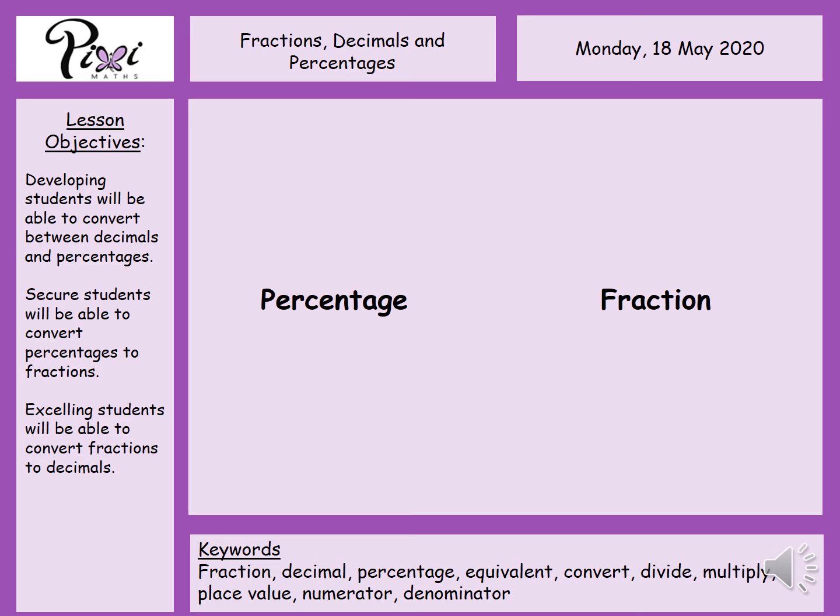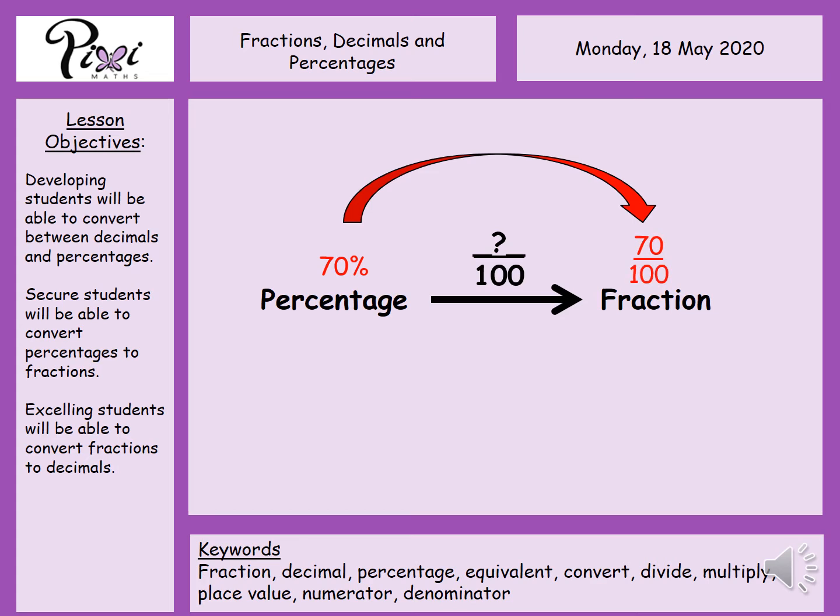So let's do another example. If we've got 70%, so what that is, this is 70 out of 100. So we're going to write that as 70 hundredths. So 70 divided by 100, or 70 hundredths.